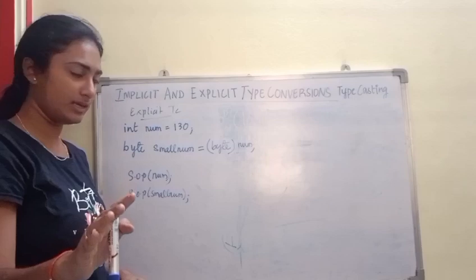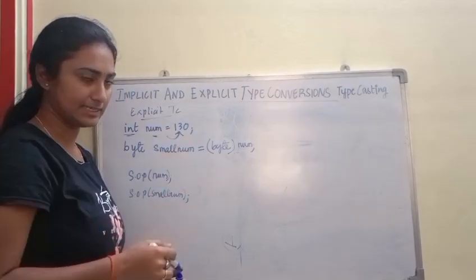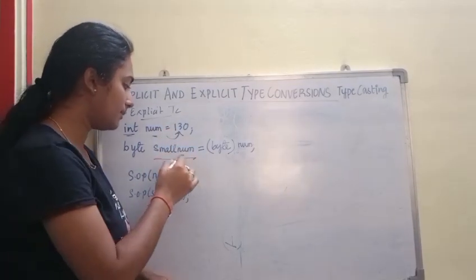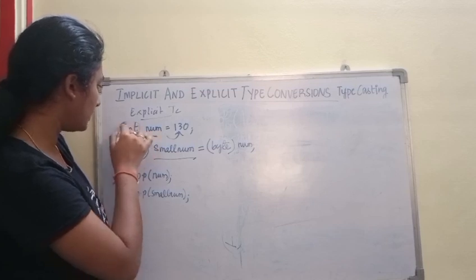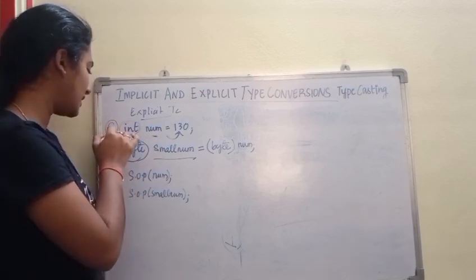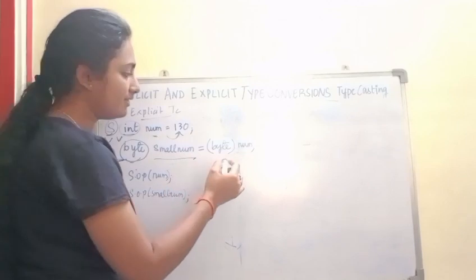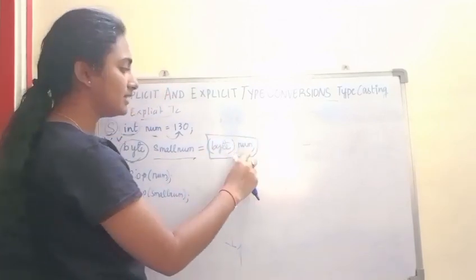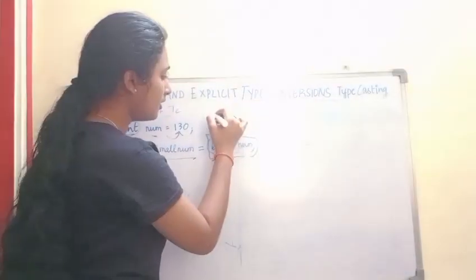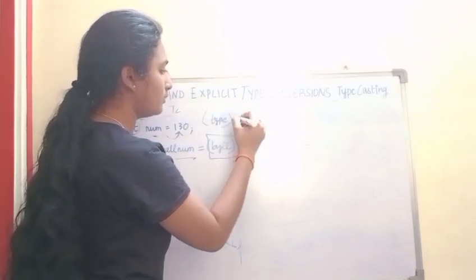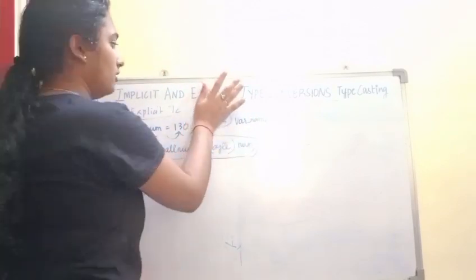Let's consider a variable of type int, num, and assign a value to it as 130. And we're going to define another variable, smallnum, of type byte. So this is smaller than our int. This is the source, this is the destination. Source data type is greater than destination data type. So we are defining another variable, smallnum, of type byte, and we are explicitly converting the larger data type to a smaller data type. This belongs to int, which is a larger data type. We are converting it to a smaller data type using the syntax: the type to which we want to convert, then the variable name. So we are explicitly converting it.